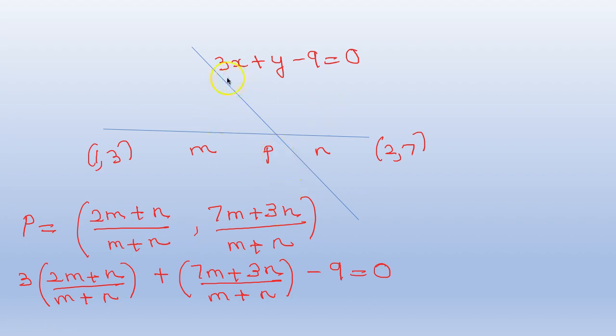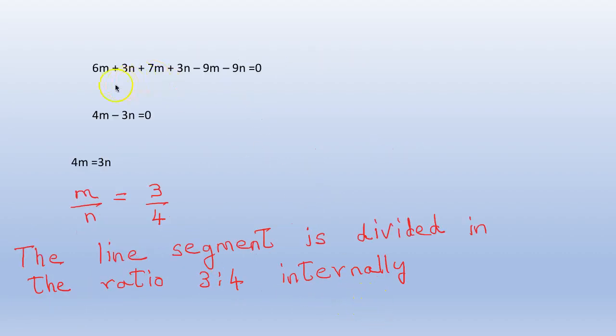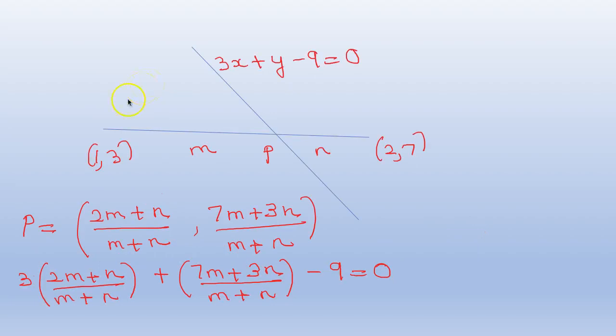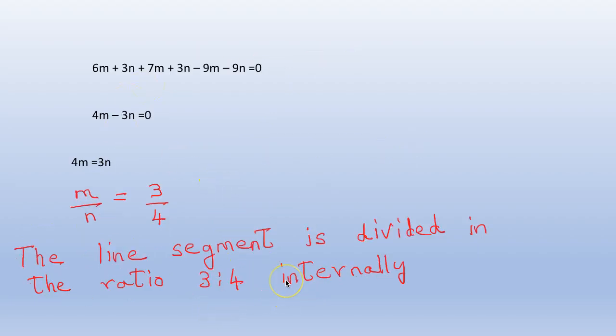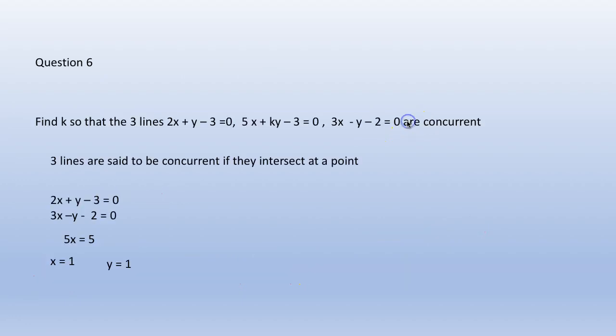Substituting the coordinates of P in the equation of the line, I get 3 into 2m plus n by m plus n plus 7m plus 3n by m plus n minus 9 equal to 0. So I have 6m plus 3n plus 7m plus 3n minus 9m minus 9n equal to 0, taking the LCM. So 4m minus 3n equal to 0, 4m equal to 3n or m by n is 3 by 4. So the line segment is divided in the ratio 3:4 internally.